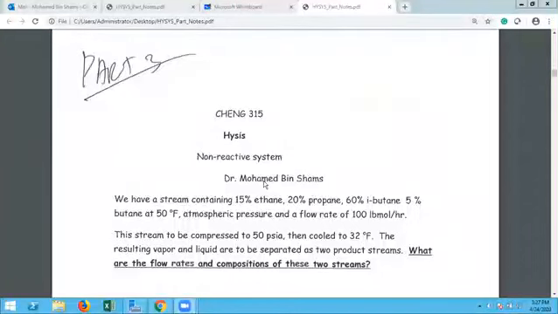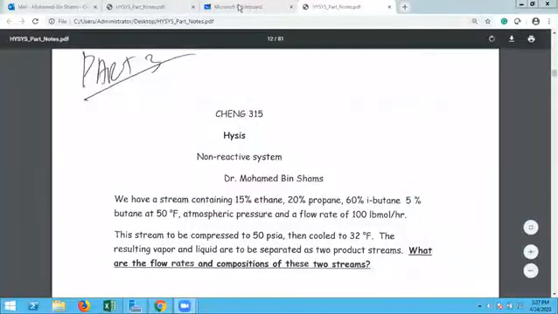I found that this is a very good way to introduce Aspen HYSYS instead of talking about the software itself. So we have here a problem that we want to solve. I mean, HYSYS is solving a material and energy balance system for us, using a software, of course.